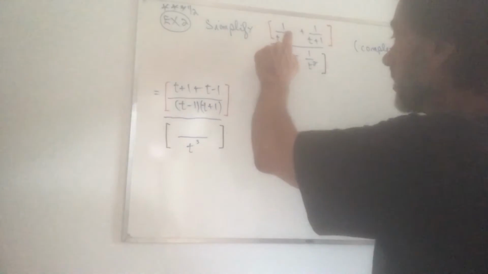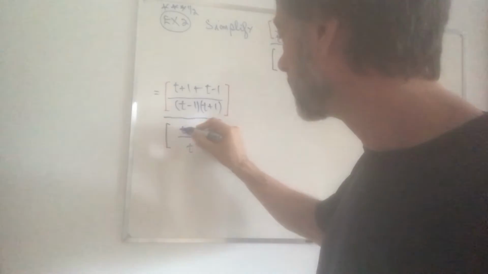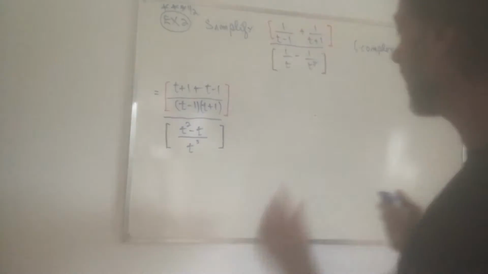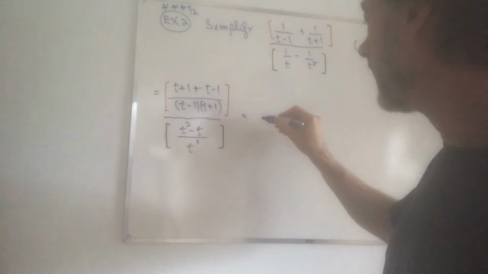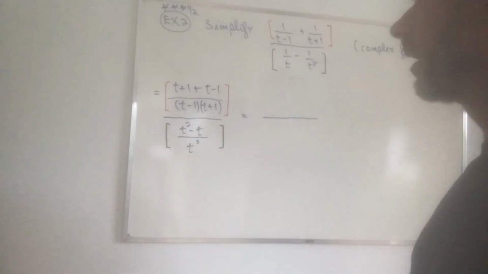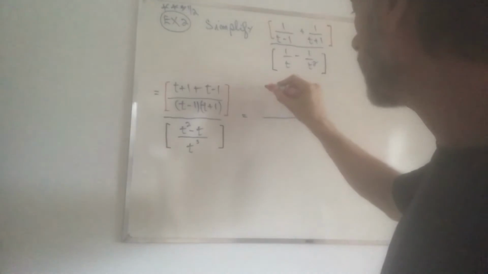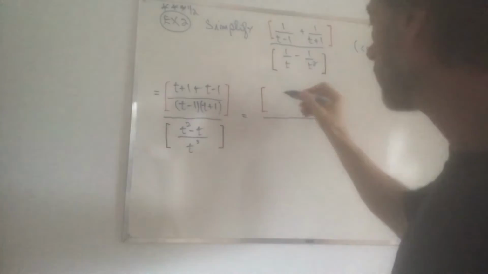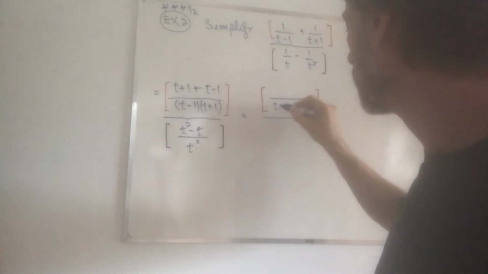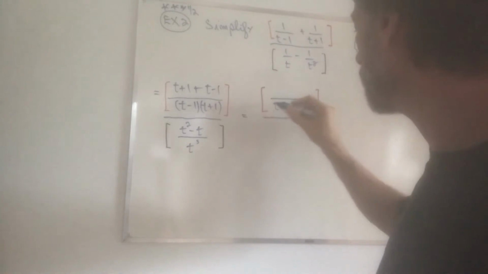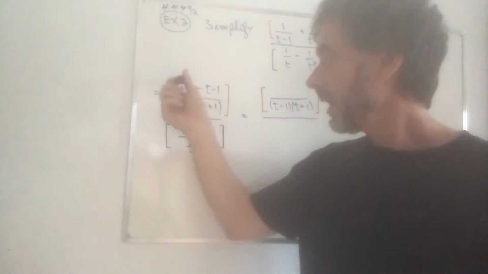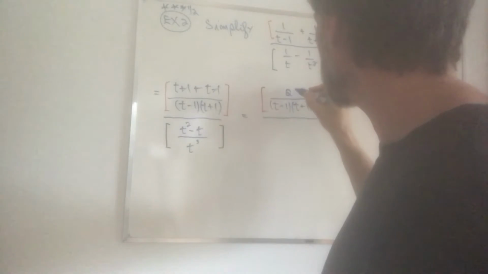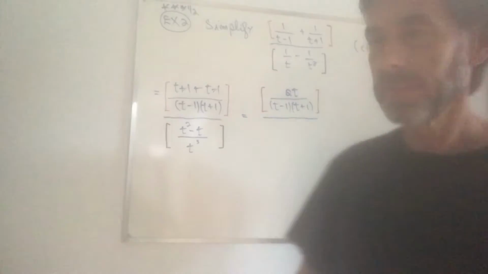And then crisscross. 1 times t squared is t squared. 1 times t is t. And there you have it. So what is that equal to? All right, in my numerator, what do I have? Let us not expand the bottom, t minus 1 and t plus 1. Let us keep them as they come. In the numerator, t plus 1 plus t minus 1. And that is just 2t in the top.